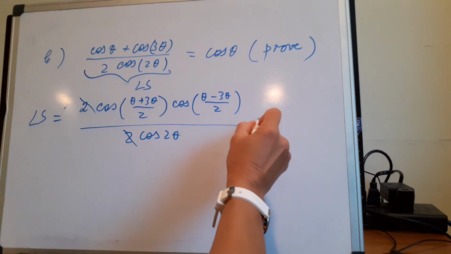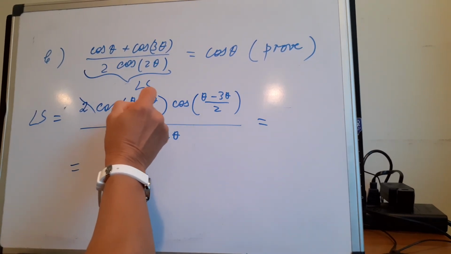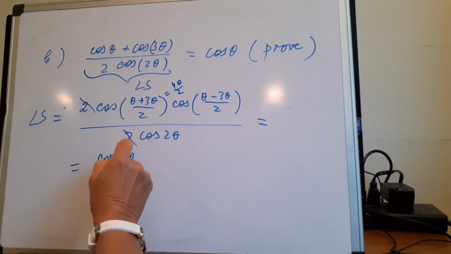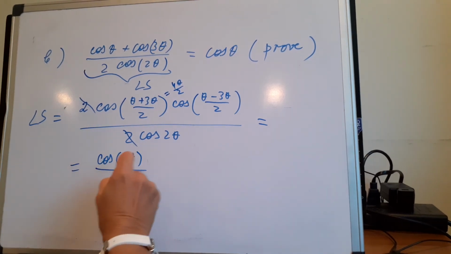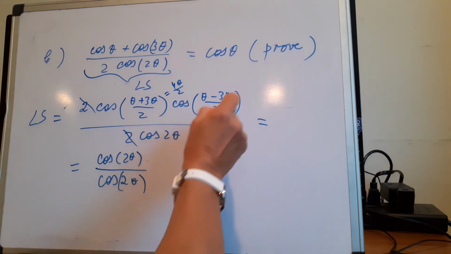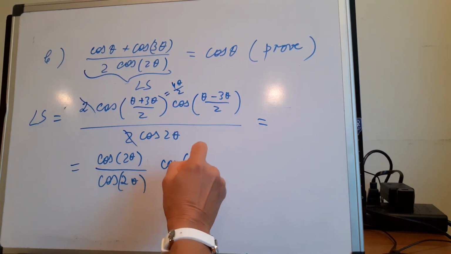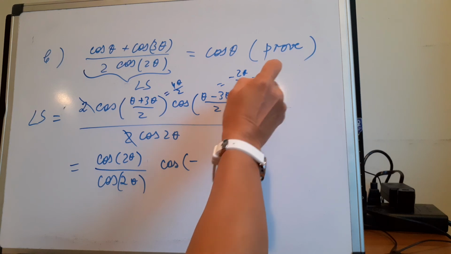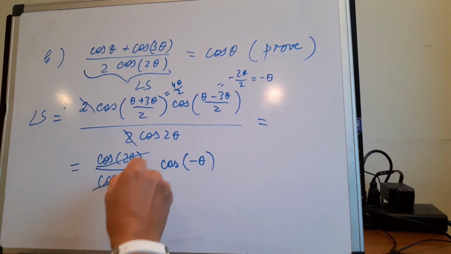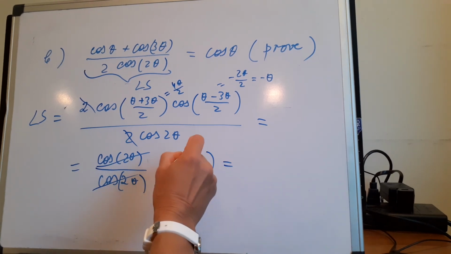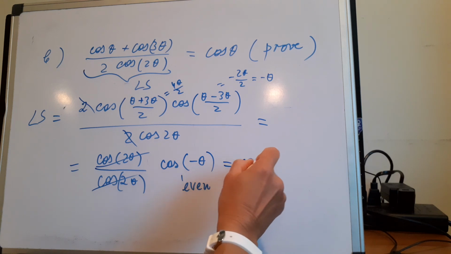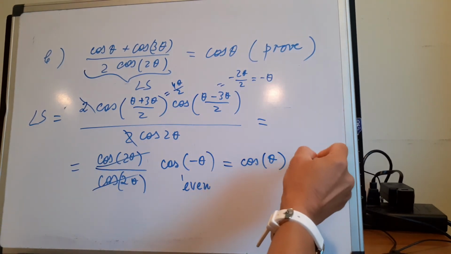I can cancel this 2 and 2. And what else? I have theta plus 3 theta, it's 4 theta over 2, which gives me 2 theta. So that's a cosine of 2 theta, right? Cosine of 2 theta here in the denominator. And this one is going to be the cosine of theta minus 3 theta, which is minus 2 theta over 2, which is minus theta, so cosine of minus theta. This expression and this expression are going to cancel, and for cosine of minus theta, I'm going to use the fact that cosine is an even function. Even function means that the argument having a minus is going to be the same as the argument without the minus, and I proved my right side.